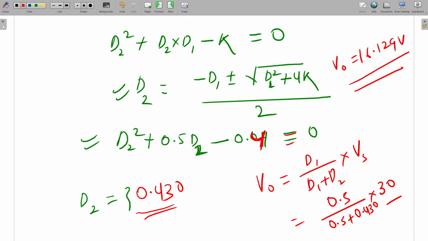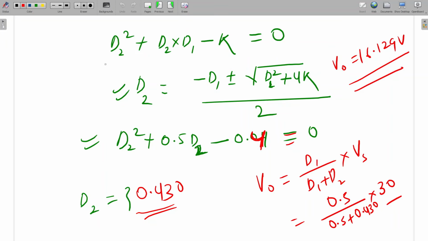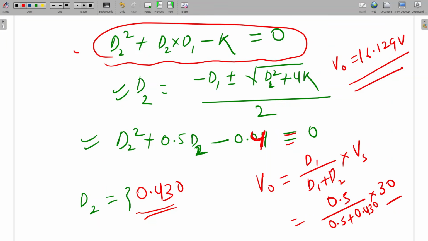Okay. So what I will suggest you, if a 2 marks question, fill in the blanks type question or this type of question comes, if you practice, this much time it will not take. Just directly we can memorize this equation also: D2 square plus D1 D2 minus K is equal to 0. This will be the equation for the buck converter. So this you can directly memorize. From here you can derive the duty ratio D2 and then you can derive the output voltage. Is it clear? Should I move to the next question?